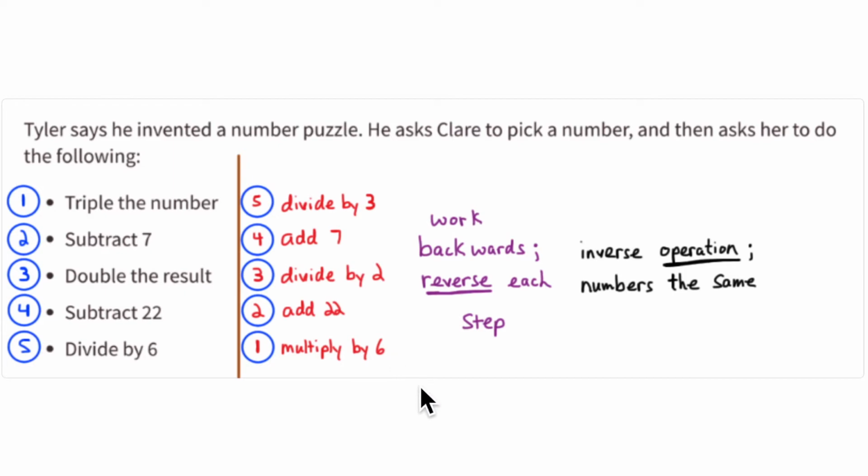Now, I have said over and over and over again that I want to change all subtraction to adding the additive inverse.